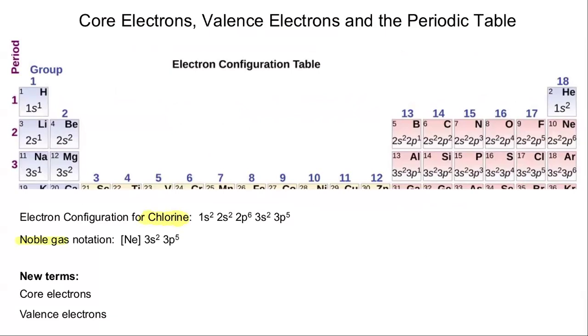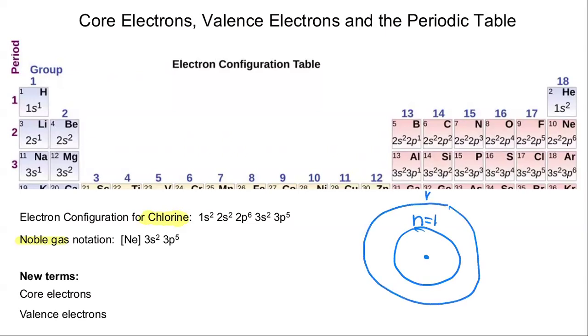Now, if I wanted to draw a really cheesy representation of chlorine, there's my nucleus and my n=1 principal shell. I'm not showing you the orbitals. I'm just saying, hey, about here are my electrons. And for my n=2, I have my s and my p orbitals. I'm not drawing those out, but they're going to be farther away from the nucleus. And then I have my n=3. My electrons are even farther away with my s, p, and d orbitals.